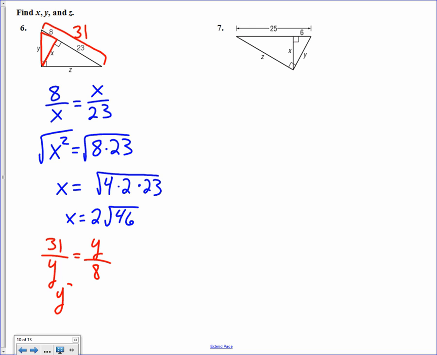We get y squared equals 8 times 31. Like above, we're taking the square root of both sides. That 8 is going to break up exactly the same as it did before. It's 4 times 2. 31 again is prime. So we get 2 times the square root of 2 times 31, which is 62.